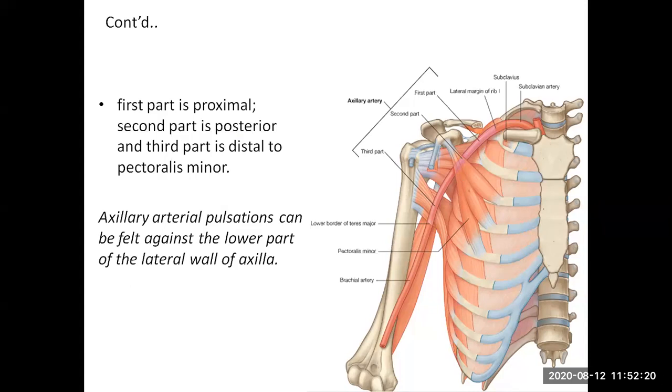Axillary arterial pulsation can be felt against the lower part of the lateral wall of the axilla. So here, in this portion, we can feel the axillary arterial pulsation against the lower part of the lateral wall of the axilla. That is the clinical correlation.